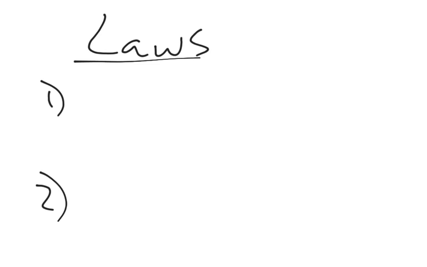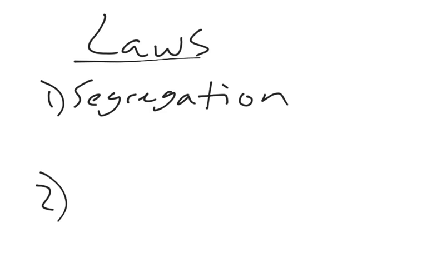Mendel also figured out that there were two main principles, which we call laws now, that help us lay groundwork for modern day genetics. The first one is the law of segregation. And if we just look at the term segregation, what does that mean? It means to separate, to divide, segregate. You're going to divide something.